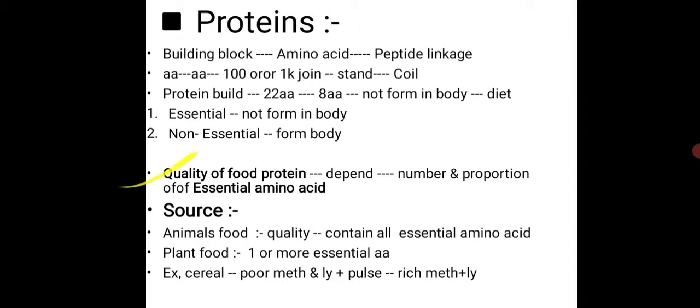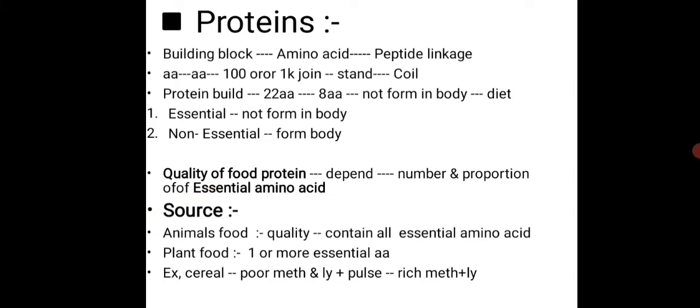Next point is the quality of food protein. The quality of food protein depends on what? It depends on the number and proportion of essential amino acids, not on non-essential ones. How many essential amino acids are in that protein chain of amino acids? So the quality of protein depends upon the essential amino acids, not the non-essential amino acids, which are formed in our body.